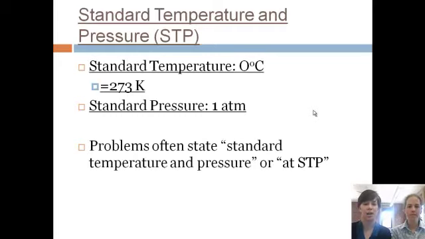One other idea that we want you to make a note of right now is standard temperature and pressure. A problem might not give you temperature or pressure. They might just say at STP, or at standard temperature and pressure. Standard temperature is 0 degrees Celsius, which you know is 273 Kelvin, and standard pressure is 1 atmosphere. So if the problem tells you to do the calculation at STP, you're going to use 273 for temperature and 1 atmosphere for pressure. Keep that in mind as we go along.